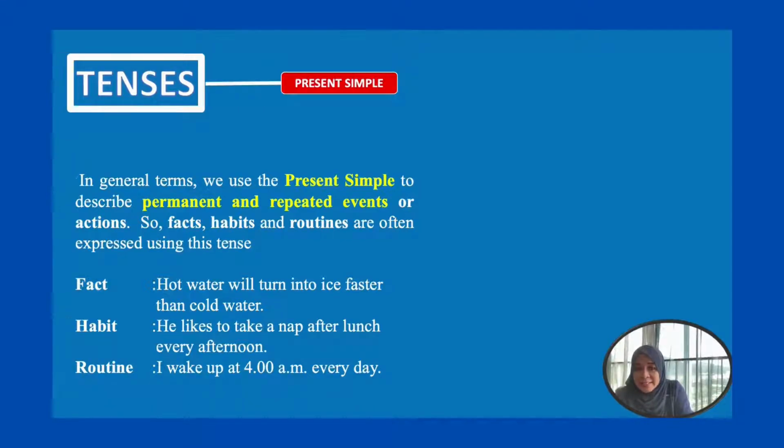Let's look at the examples. For fact, hot water will turn into ice faster than cold water. For habit, he likes to take a nap after lunch every afternoon. And for routine, I wake up at 4 a.m. every day.